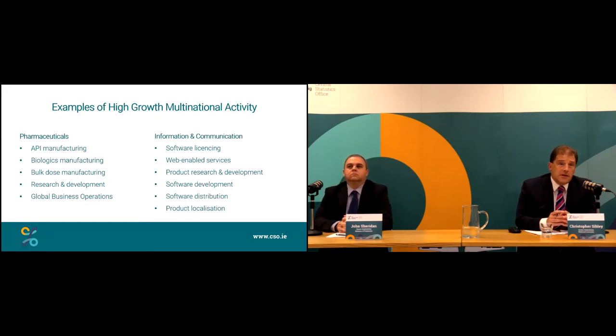While for information and communications, what are the drivers of this data? We were told that it's software licensing, sale of web-enabled services, product R&D, software development, software distribution, and product localization. So we thought that would be useful just to share with you today, the explanations we get from the biggest cases when we meet them to understand the data and what's going on behind it, particularly because of that sustained growth we've now seen over several years in the data. So it's one of the takeaways when you're doing some of the comparisons today, looking at the M&E data.